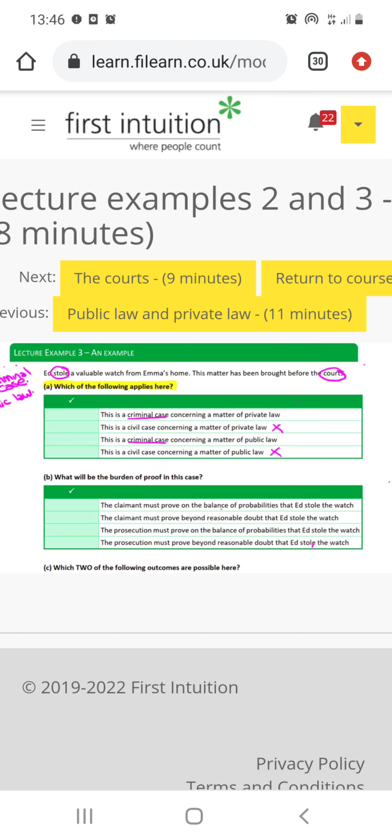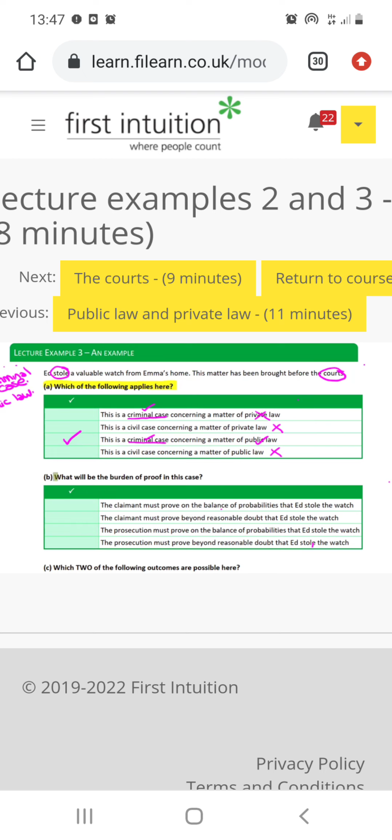Part 1, this is a criminal case. That's correct. It's a public law concerning a matter of private law. Well, yes, it's a criminal case, but it's not private law, so this rules out answer number 1. The correct answer is therefore number 3. It is a criminal case, tick, concerning a matter of public law, tick. Burglary is a crime that has implications for everybody in society.